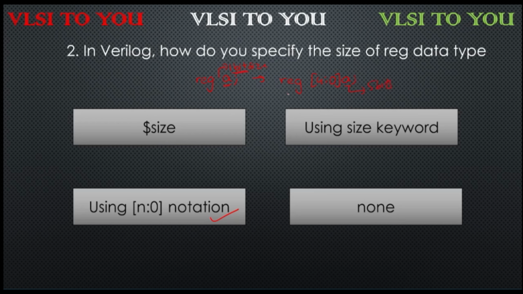Any data type, not only reg, even if you use integer, but integer and real will have a default size even though you don't mention the size. But for reg and wire, since their default size is 1 bit, if you want to increase the size, you have to give the size in this notation. So this is the correct answer.